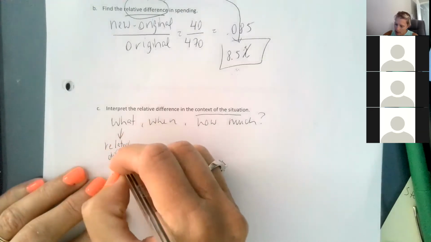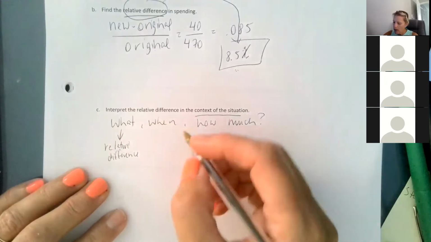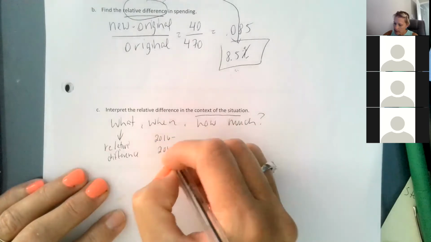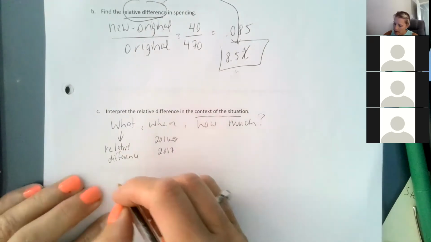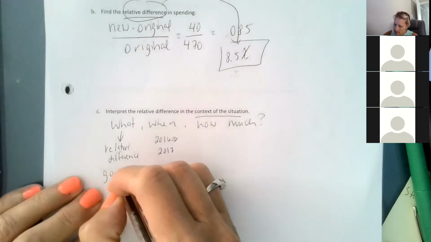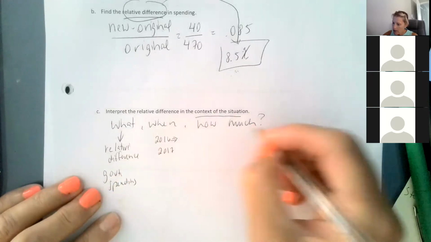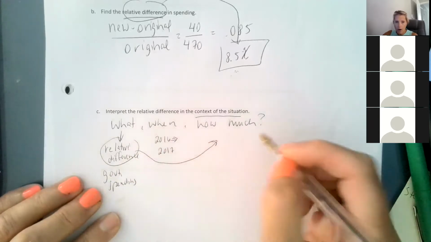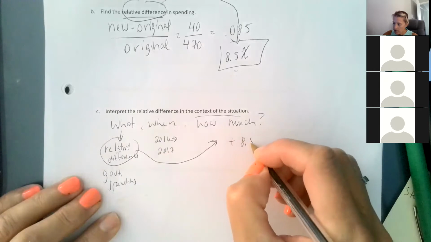I don't want to totally give it away. If someone wants to share their answer, they can. When, so in this case, we're talking about 2016 to 2017, right? And what we're also talking about is government spending. And how much, how much is really the actual value of the relative difference, which was a positive 8.5%.